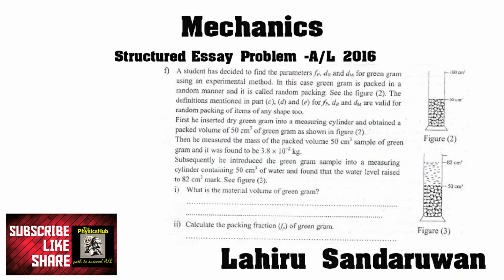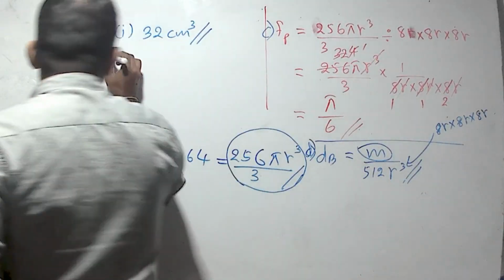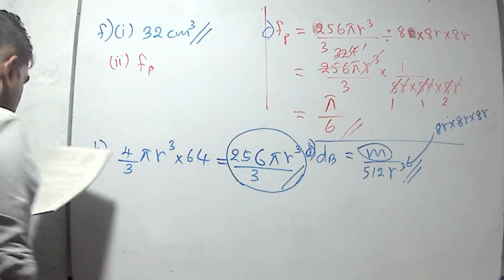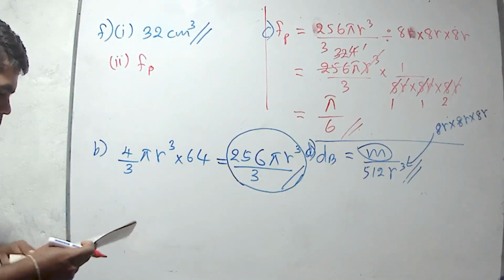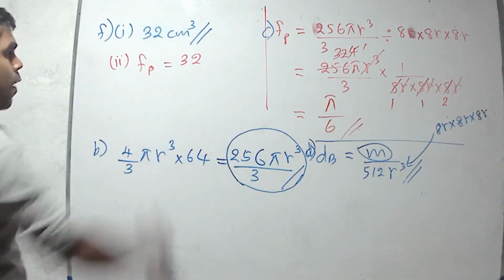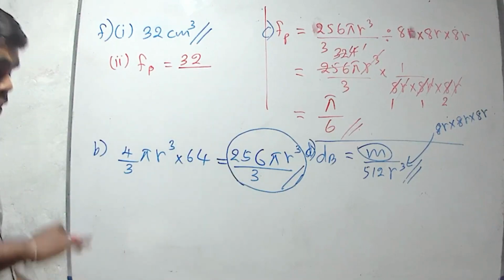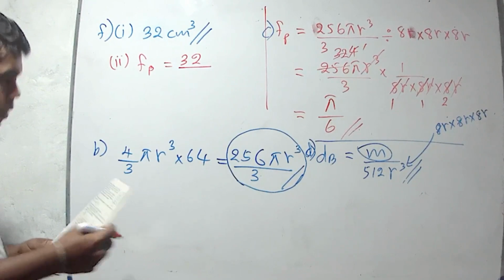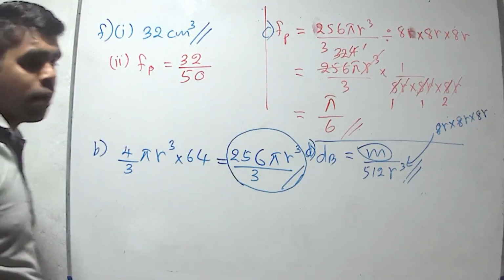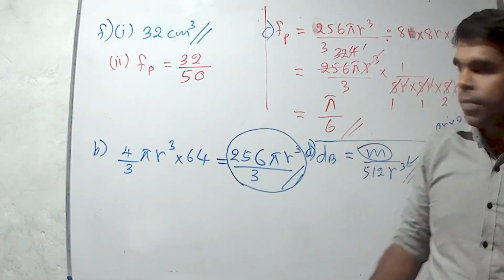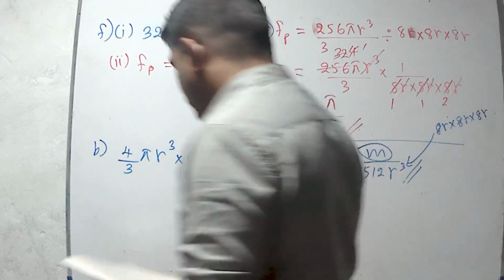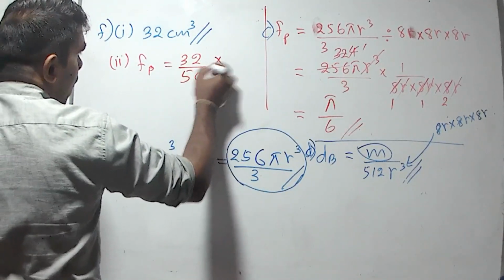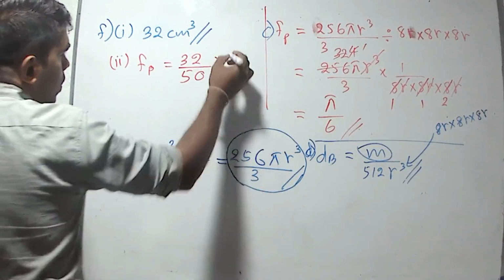In part 2, calculate the packing fraction of green gas. Packing fraction is defined as the total material volume divided by the volume of the fully packed container. Total material volume, 32 cubic centimeters, we have found in part 1. Packed volume is, according to figure 2, 50 cubic centimeters. Both are in cubic centimeters, therefore we can get values without unit conversion. Then we can simplify it: I will multiply both terms by 2, then 64 over 100.